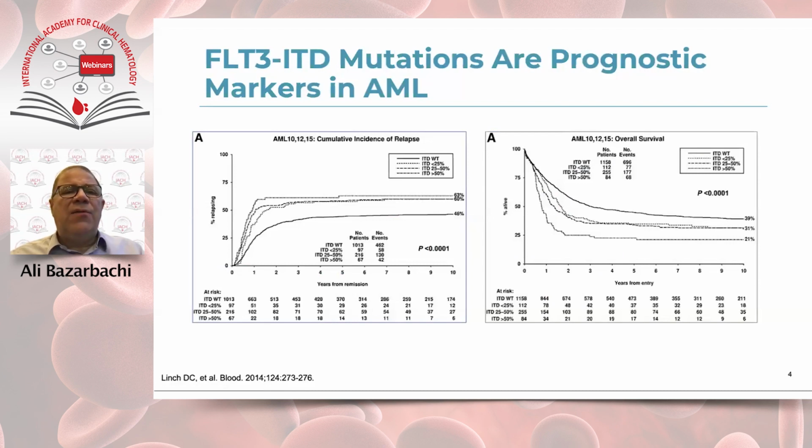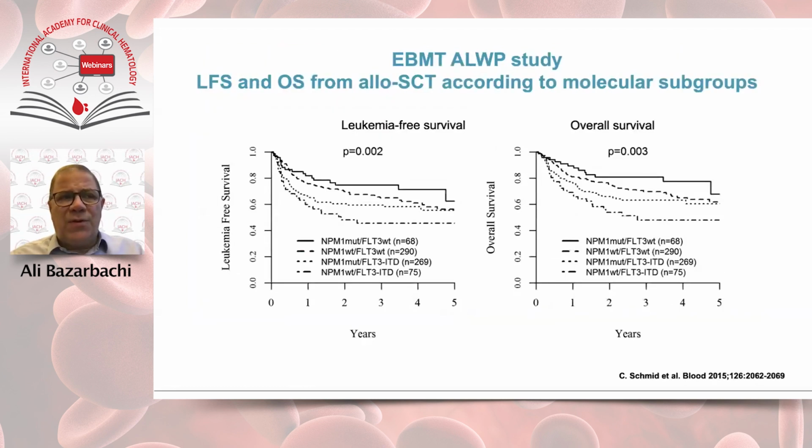As I mentioned, FLT3-ITD mutations are prognostic markers in AML. You can see here from multiple studies, such as these UK AML 10, 12, 15 studies, FLT3-ITD mutation is associated with increased risk of relapse and decreased leukemia-free survival and overall survival. And in these studies, the allelic ratio of FLT3-ITD was predictive for outcome. The higher the allelic ratio, the higher the risk of relapse and the lower the survival. So that was for detecting FLT3-ITD mutation at diagnosis.